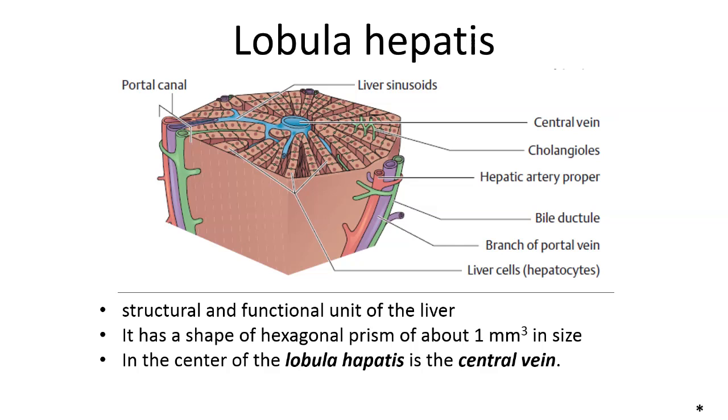I'd like to remind you that the liver has a lot of functions, but the most important of this number of functions are two. The first is the formation of bile for digestion of food, and the second is detoxication. So both of them can be realized in the hepatic lobule.